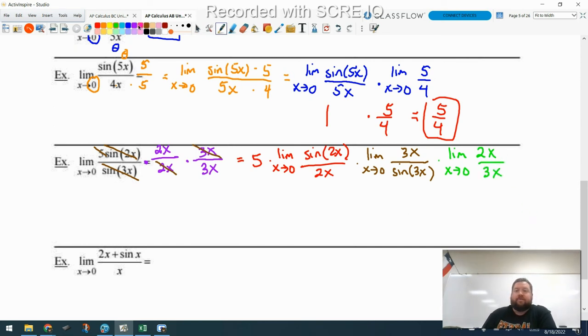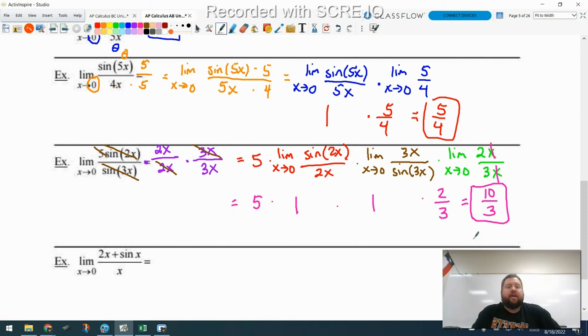Last thing to do is to evaluate all this. So this is equal to 5 times that, which is equal to 1. That's us applying the property. This is equal to 1. That's us applying the property. This, the x's will cancel, and now it's the limit of a constant, which is equal to that constant. Multiply that all together, and you get 10/3.